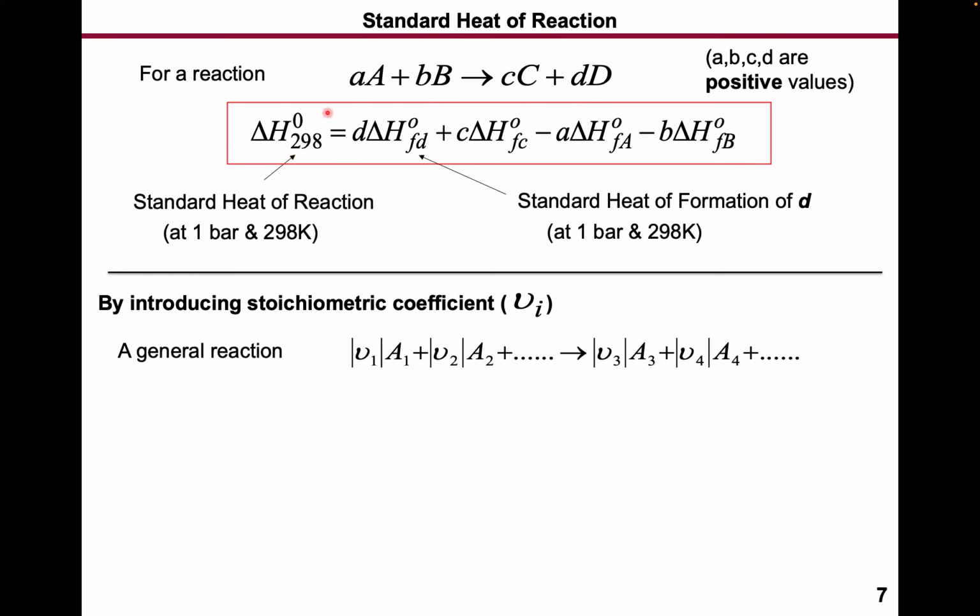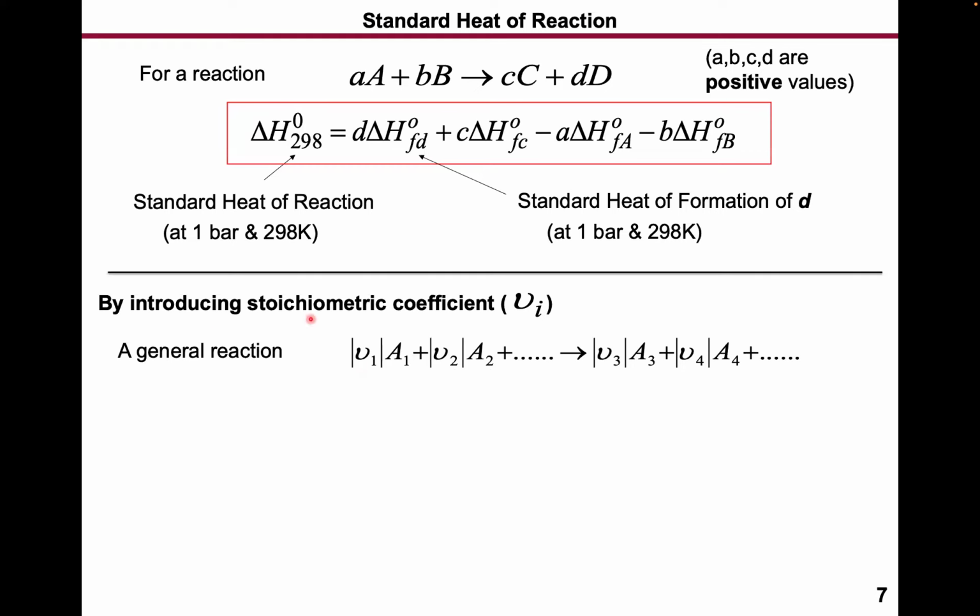Now, when we write out a reaction, we always have A, B, C, D as positive values. But for mathematical analysis in the next few slides, it will be easier to introduce these stoichiometry coefficients, right? Stoichiometry coefficient VI. This VI value can be either positive or negative, more specifically positive for product, negative for reactant, because the reactant is decreasing or disappearing to form product, right?